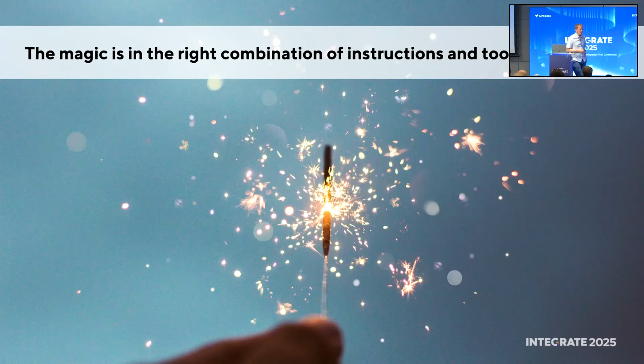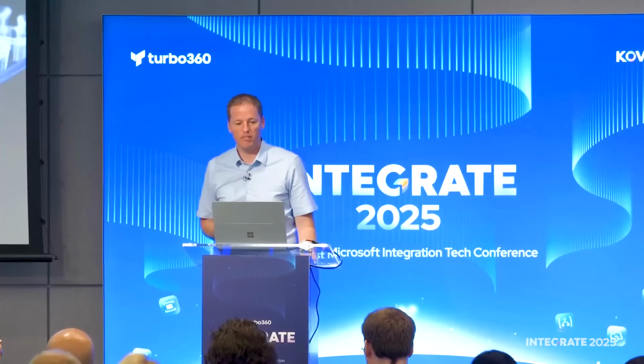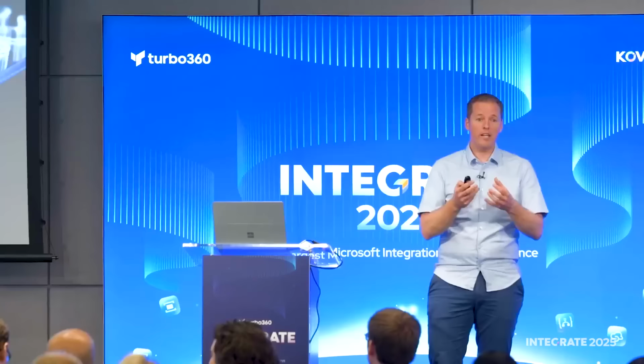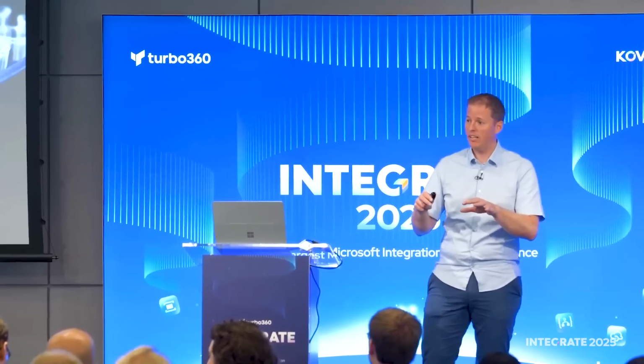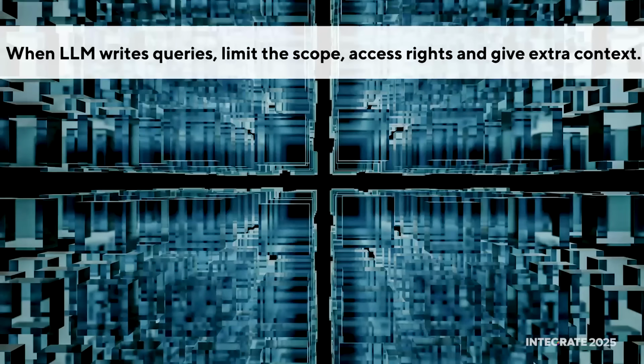The magic is in the right combination of instructions and tool descriptions. Very important. Make sure that they are aligned. And if you change your model, you need to change these things again. So that's actually like working with another person. If you had a good colleague for years and then suddenly he gets replaced, you need to find another way to collaborate with that person. Key users must be able to adopt, test, and understand your agents. So that's very important. Find a way to let them change the prompts and to also understand the reasoning of the agent, so to see what functions they are calling.